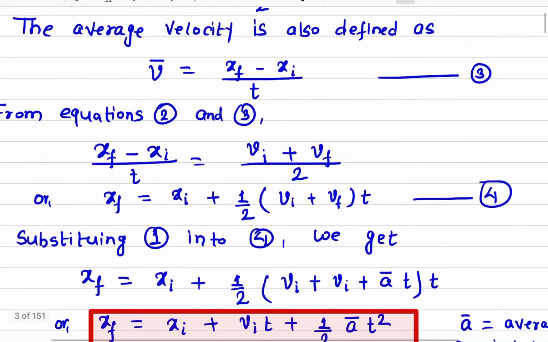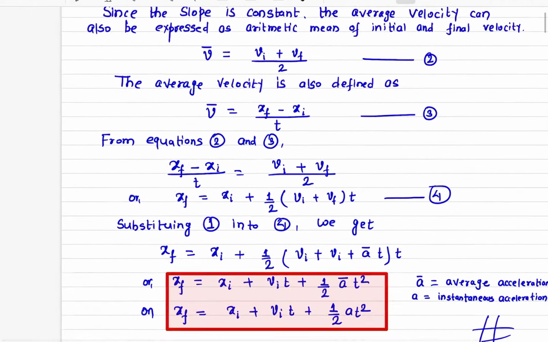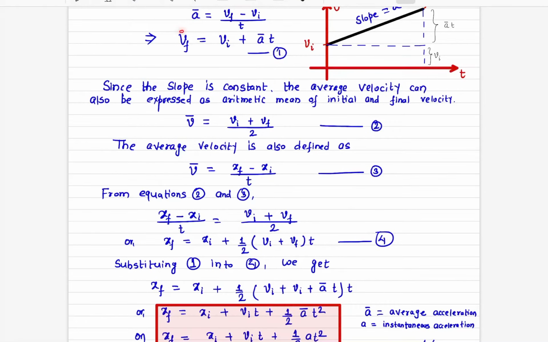Now I'm going to solve for the final position. Then the final position will be equal to this one. This is just simple math. So this is how it has to look. xf is the final position, xi is the initial position, and if I multiply this side by t, then we have half (vi plus vf) times t here. So we got this equation now, and we already have the final velocity in terms of average acceleration here.